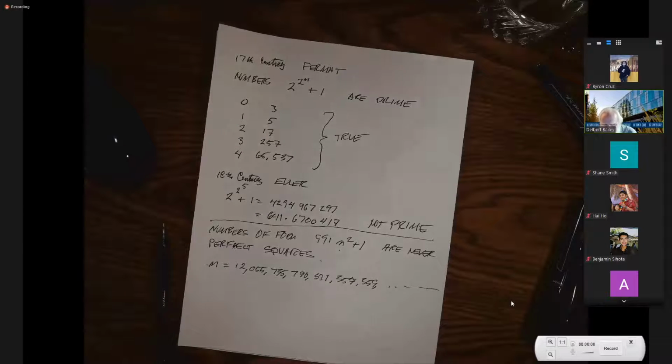Right, so in general, we'll find with proof that it doesn't matter how many examples you have of something being true, that does not prove it. But to show that something is not true, just one example is sufficient.